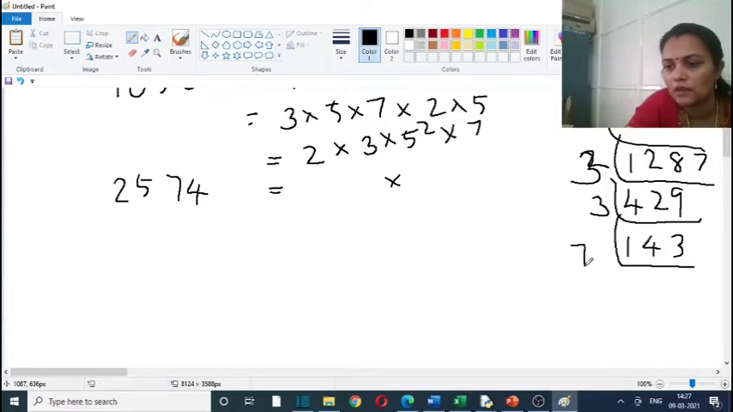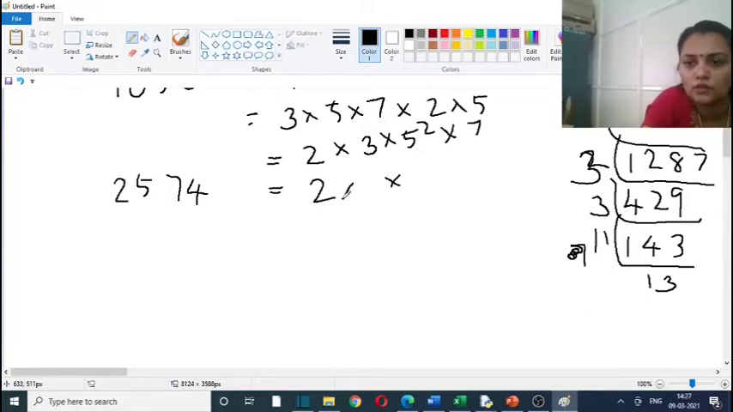This cannot be divided by 7. We can divide it by 11. So this is 11 into 13. So this is equal to 2 into 3 square into 11 into 13.